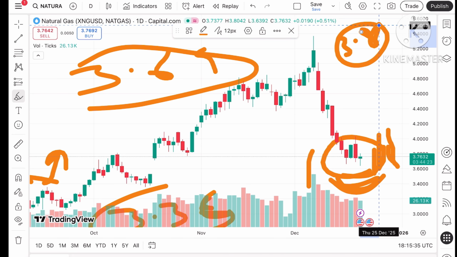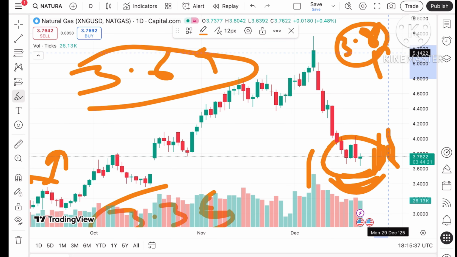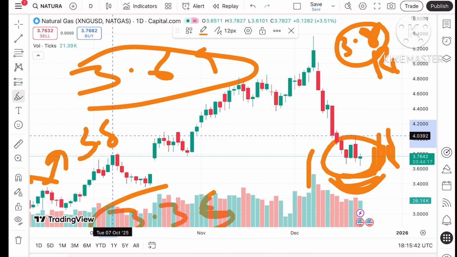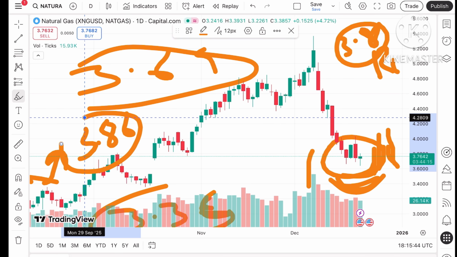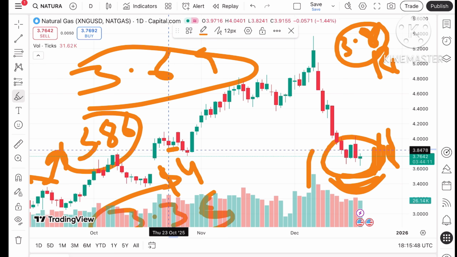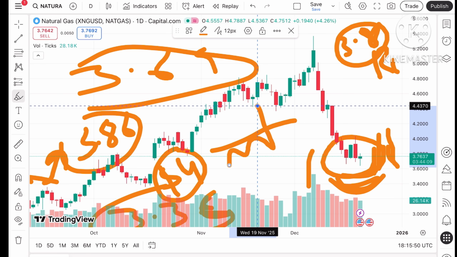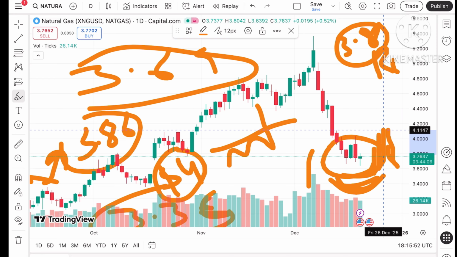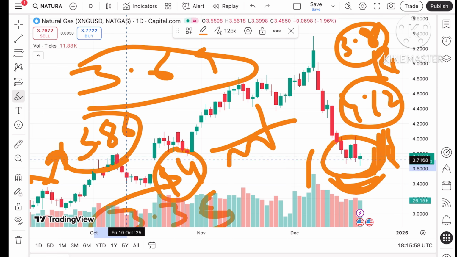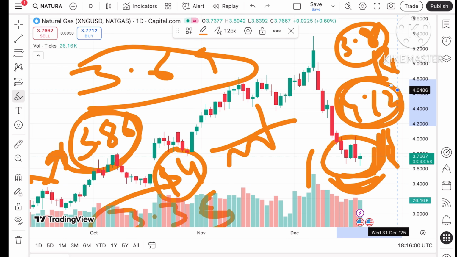3.79 or 3.8, because that is a resistance. If the price moves above this level, the probability of going towards 3.86 is there. Once the price sustains above 3.86, a further upside can be seen towards $4. This $4 is already tested, so the price can rise above that level, and from there it can go further upside towards a level of $4.12. This 4.12 is also tested, and both levels are tested.